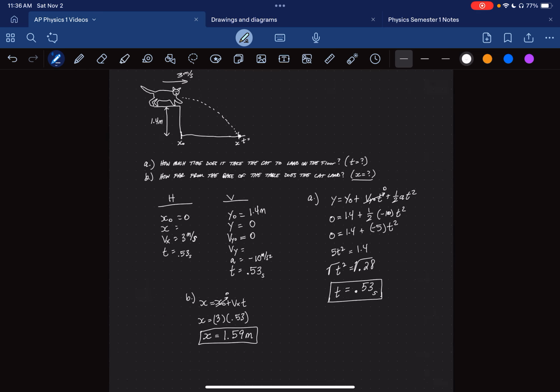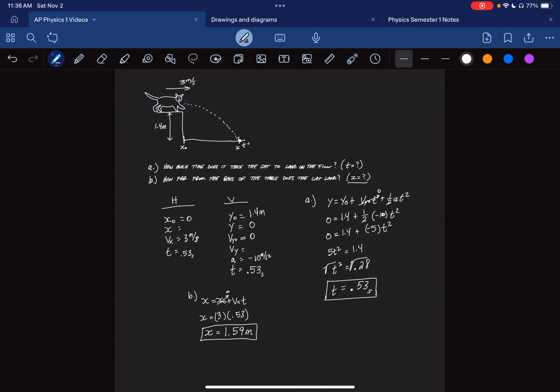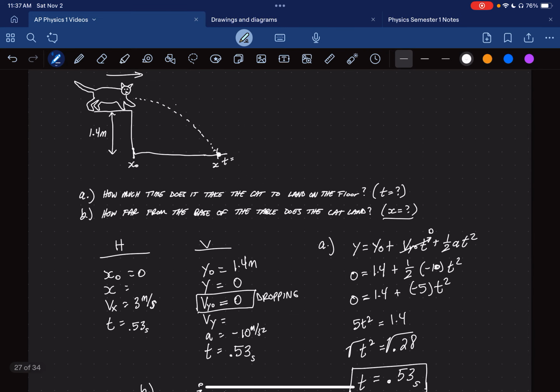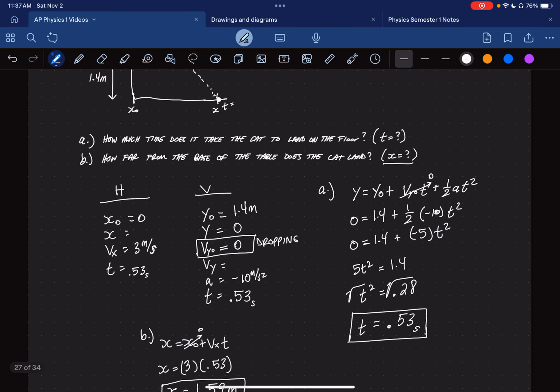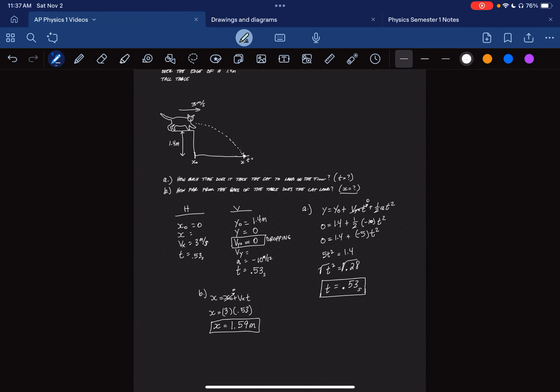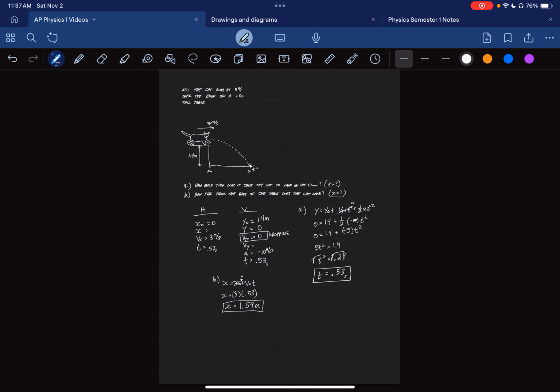For this type of problem, where an object is moving horizontally over a cliff and then falling, many people will forget this. This is the one thing that people forget the most: when things are dropping, the vertical velocity at time zero, which is when the cat is just off the table, is zero. Cool. Let's continue.